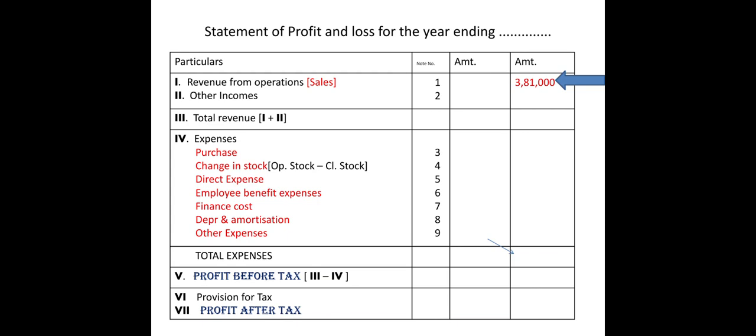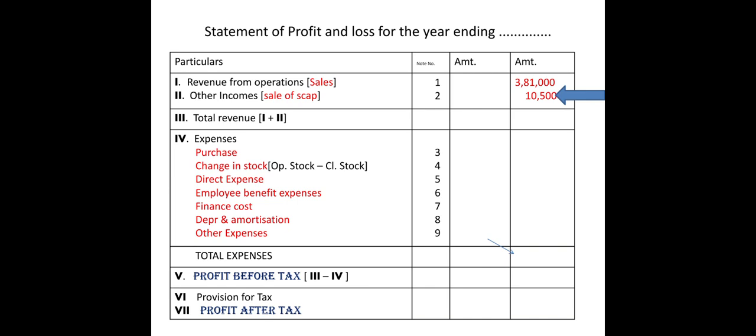So in number 2, write down sale of scrap. Sale of scrap is 10,500. So number 1 and 2 are over. I advise that in exam you just find out number 1 and 2 first and fill those columns, so that you can find out total income. Now we have sales 3,81,000, and other income, that is 10,500.